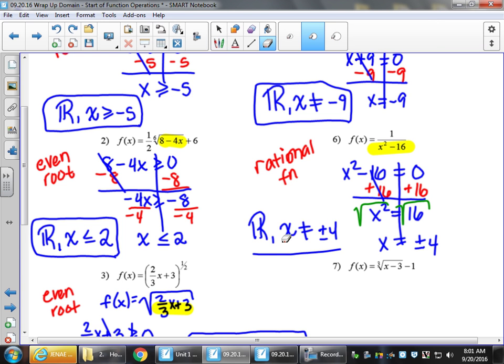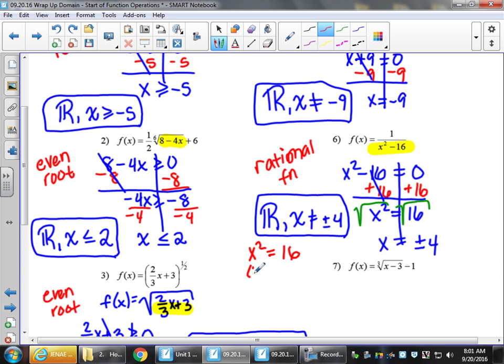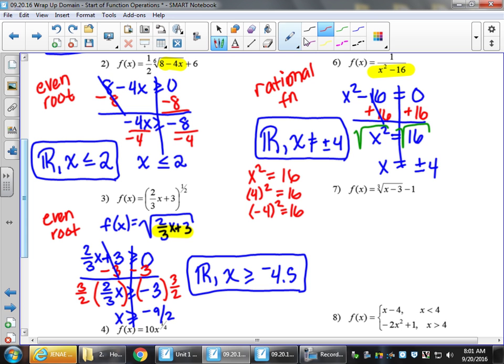Does anybody remember why we get two answers? Good job. So for anybody who didn't, I heard a multitude of all correct answers, which was great. Let me just voice the common thread of what everybody said. The reason we get two answers is because if I look at x squared equals 16, 4 squared is 16, and so is negative 4 squared. So I have two solutions. What about number 7? Odd root. Odd root, all real numbers.